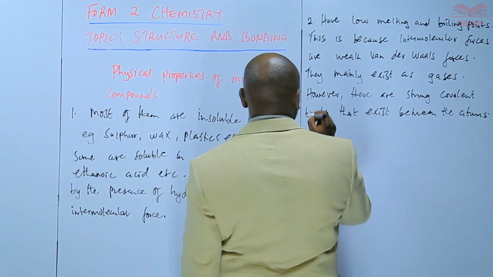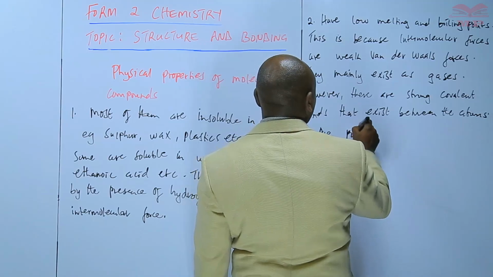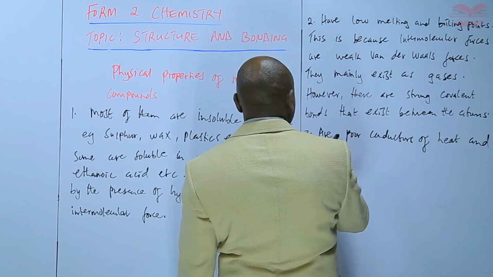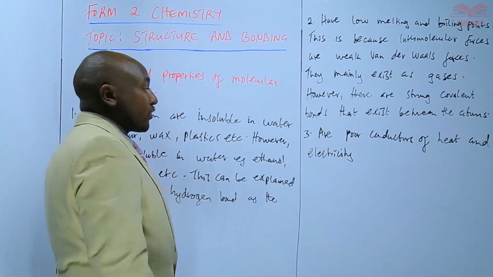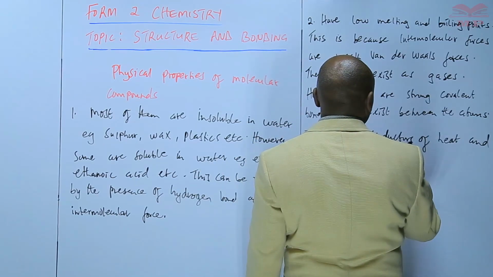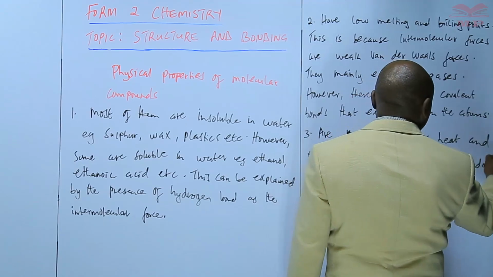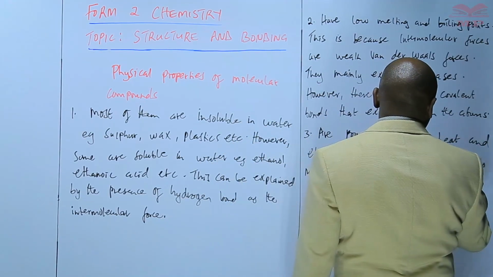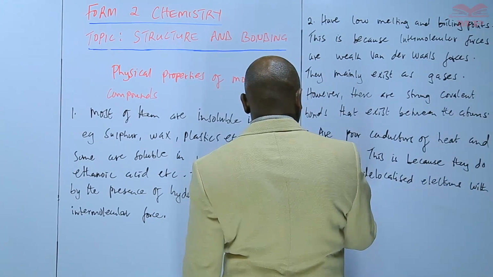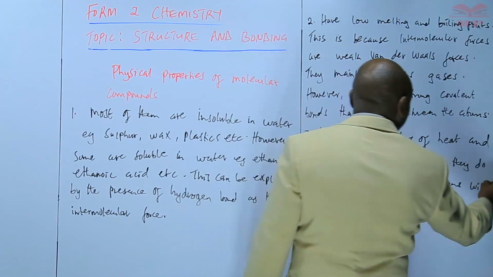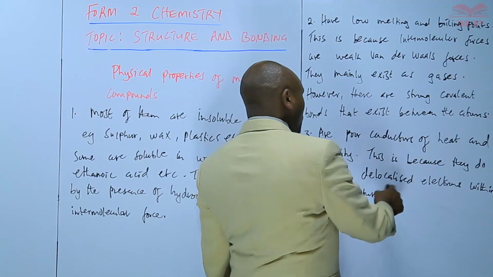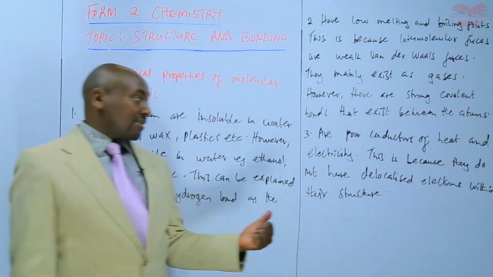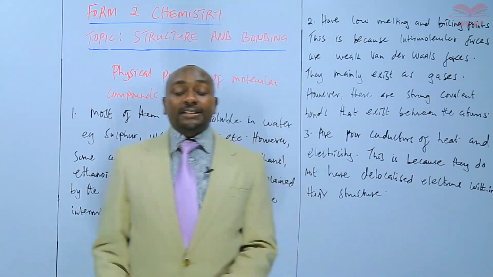Number 3, they are poor conductors of both heat and electricity. And this is because they do not have delocalized electrons within their structure. They do not have delocalized electrons, which are responsible for heat and electrical conductivity. So these ones, their electrons are fixed, and therefore they are not able to conduct an electric current.